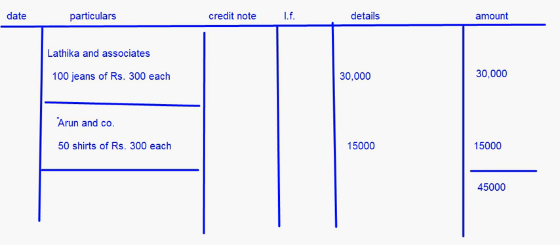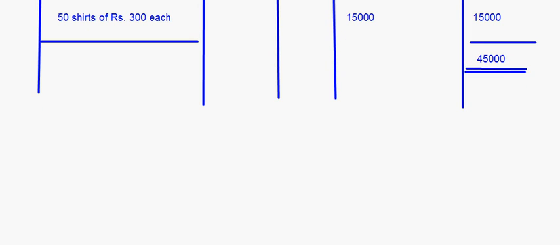So at the end of the month or at the end of the year, you'll have the sales return account. Sales return account will have a debit balance. So in the sales return account, on the debit side, you will write to sundries as per sales return book, and this amount will come 45,000.